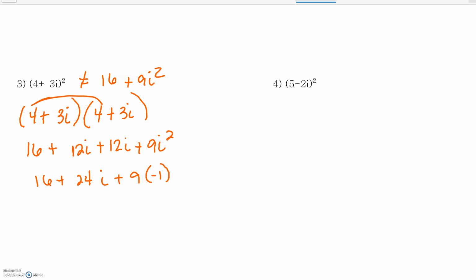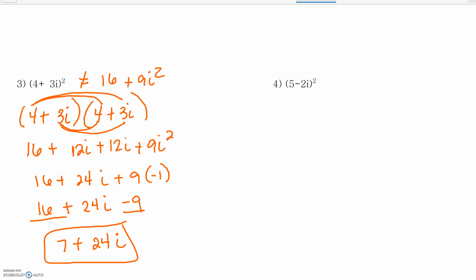And we get 16 and then 12i and then 12i and then 9i squared, changing the i squared to a negative 1 and combining your middle terms there, and then combining your 16 and negative 9, because this is 9 times negative 1, and then we get 7 plus 24i. Go ahead and try that last one.